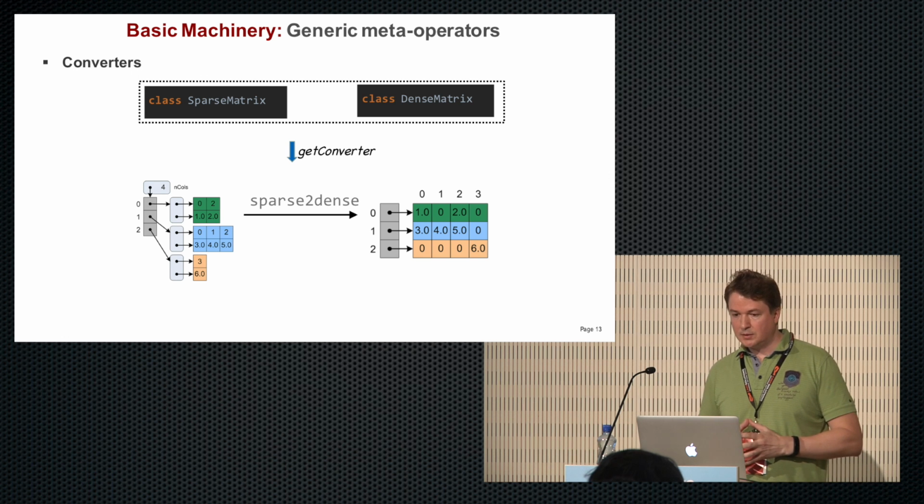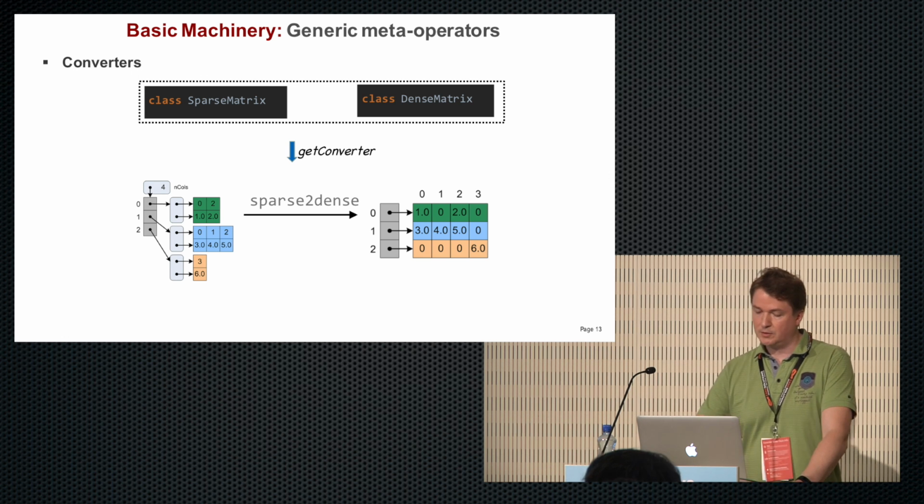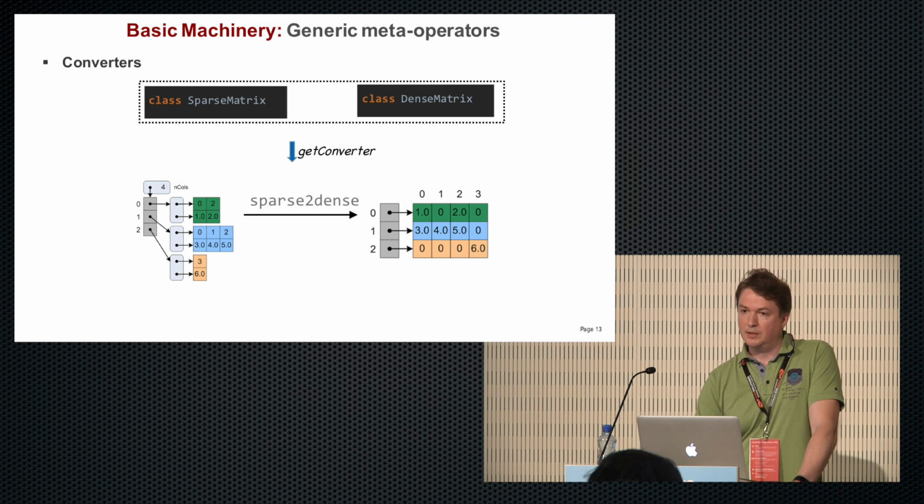Converters. This is another meta operator. So suppose you have a matrix interface, and you define it in the Scalan matrix interface. And then you implemented your own sparse matrix implementation and dense matrix implementation. In these implementations, you use different representations of data. And if you follow some reasonable rules, you can automatically generate conversion between these two representations.